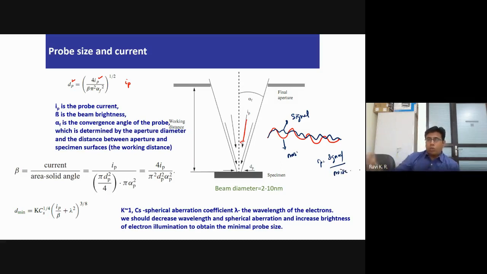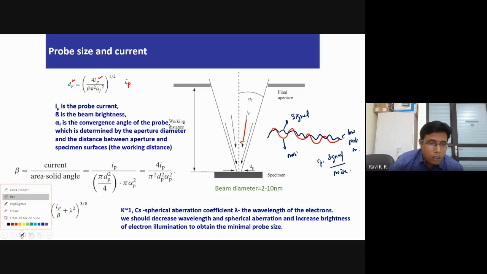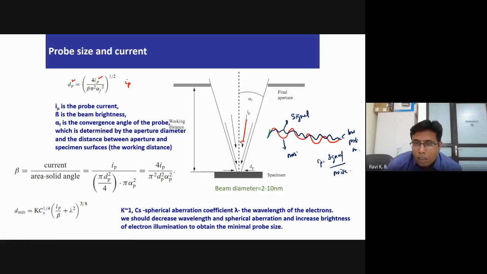Suppose you have a lower probe current. By increasing it to higher, you start getting a better signal to noise ratio. That is one of the reasons, though, we don't want to increase the beam diameter. We would like to have dP as low as possible.